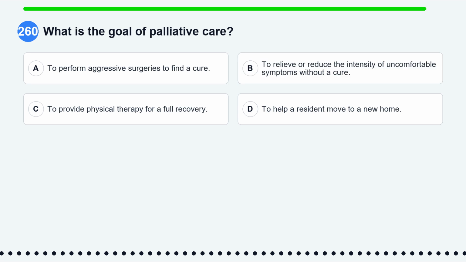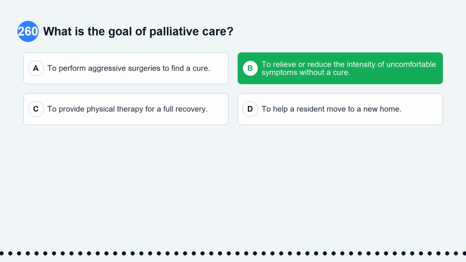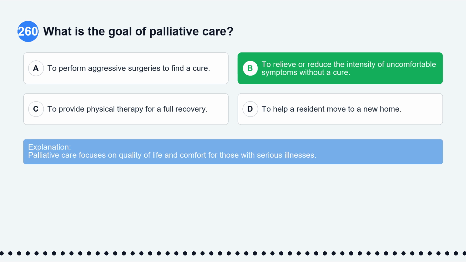Question 260. What is the goal of palliative care? Option A, to perform aggressive surgeries to find a cure. Option B, to relieve or reduce the intensity of uncomfortable symptoms without a cure. Option C, to provide physical therapy for a full recovery. Option D, to help a resident move to a new home. The correct answer is option B, to relieve or reduce the intensity of uncomfortable symptoms without a cure. Palliative care focuses on quality of life and comfort for those with serious illnesses.